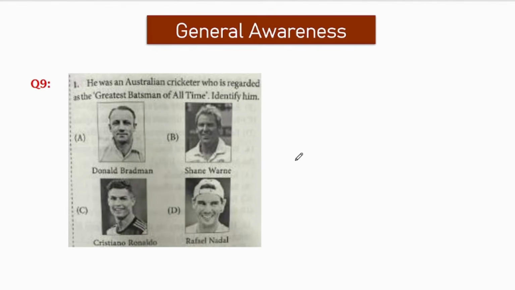You solve this question and you will get 10 seconds for this. There are four pictures given, and the description says he was an Australian cricketer who is regarded as the greatest batsman of all time. Your options are Donald Bradman, Shane Warne, Cristiano Ronaldo, and Rafael Nadal. You answer this question, and your time starts now.